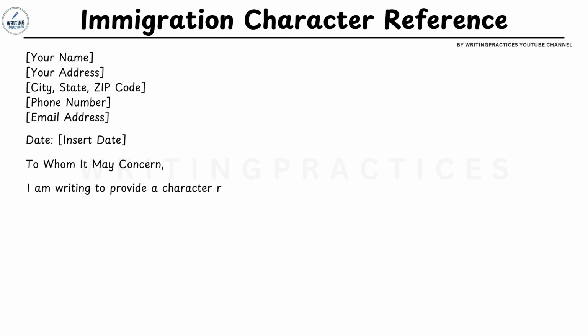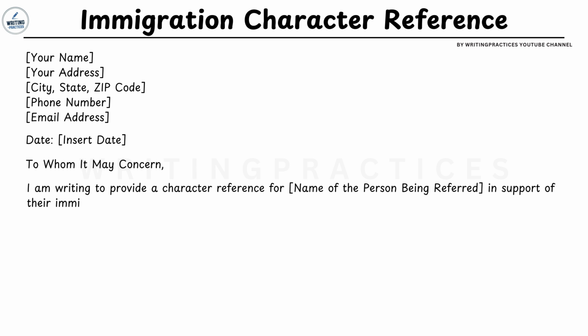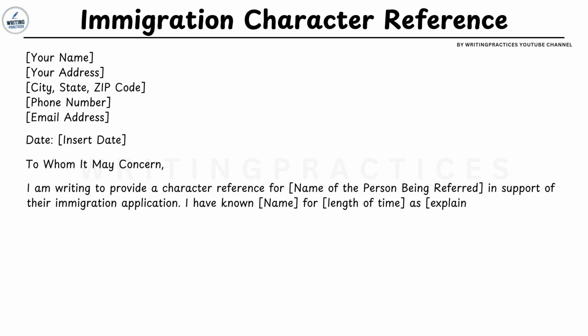Introduction. Now onto the introduction of the letter. This is where you start by explaining your relationship with the person you're writing the letter for. You want to mention how long you've known them and in what context. Are they a friend, a family member, a co-worker? This information is critical because it helps the reader understand that you have a strong and legitimate connection to the person.